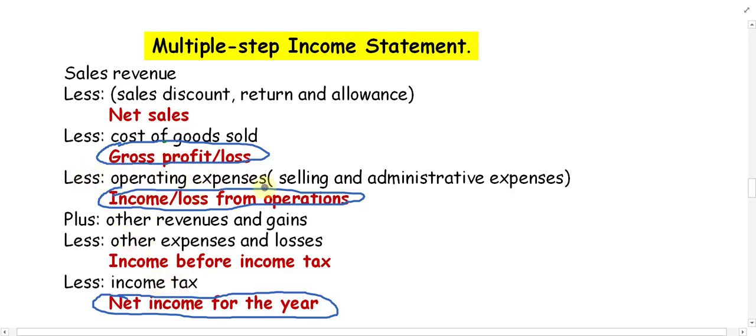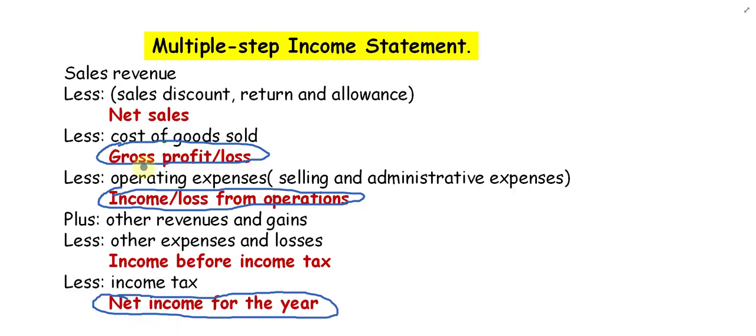From this one minus operating expenses, you get operating income or operating loss. To this one, add other revenue and less other expenses, you get income before tax. Then minus tax, you get net income for the year. So I'm not going to solve the example for this one in this video. I will solve an example later on, inshallah.